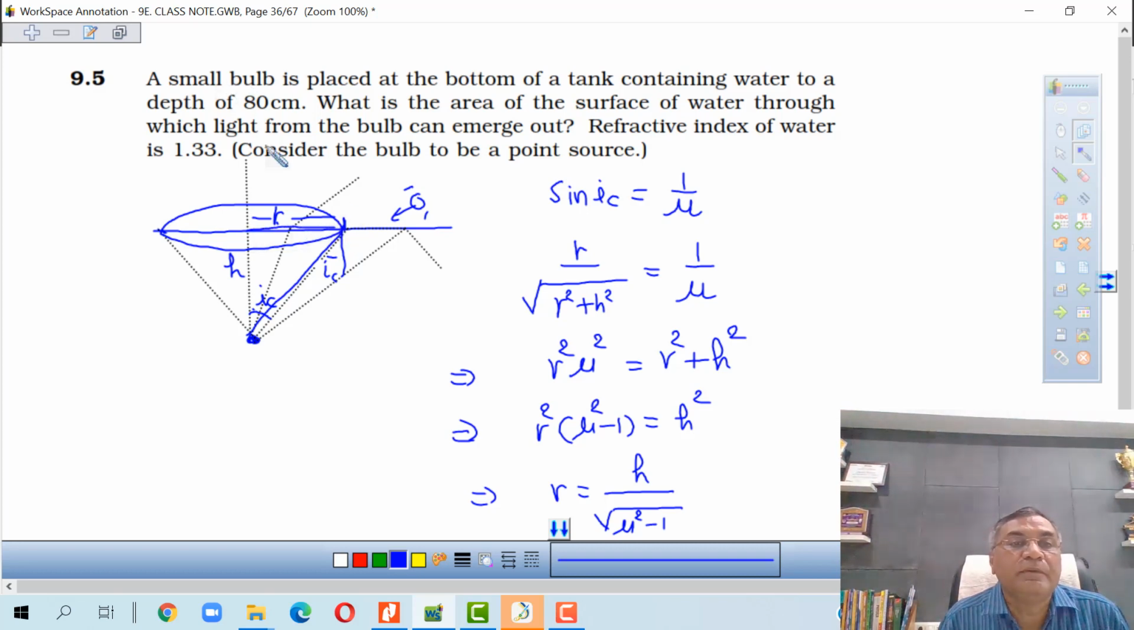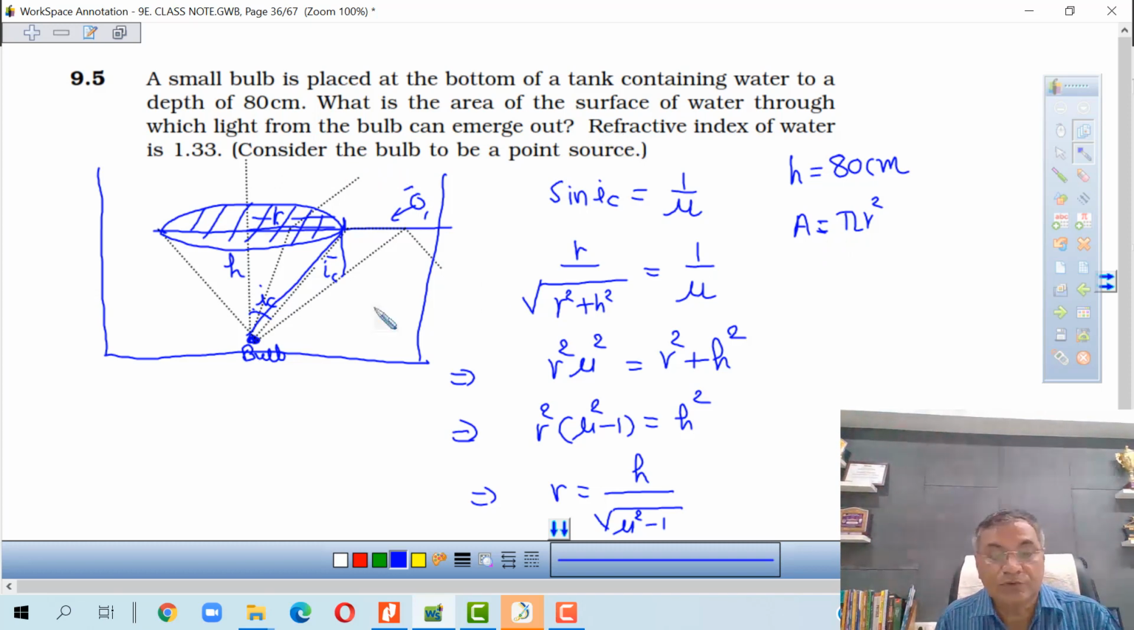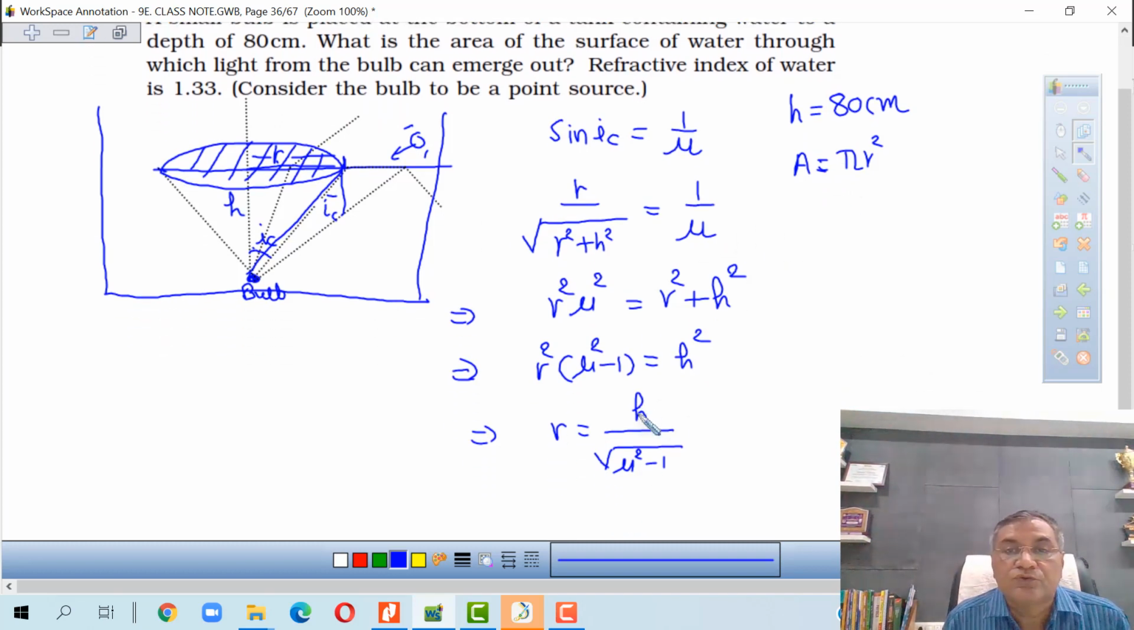So now see here, the bulb is here, this is the bulb, and this is, suppose, the water tank. Okay, this depth is 80 centimeters, so H is equal to 80 centimeter. What is the area of the surface of water through which light from the bulb can emerge out? And this is the area through which light is coming out. So area is equal to pi r square. Okay, and the refractive index is 1.33. So you put all these values.